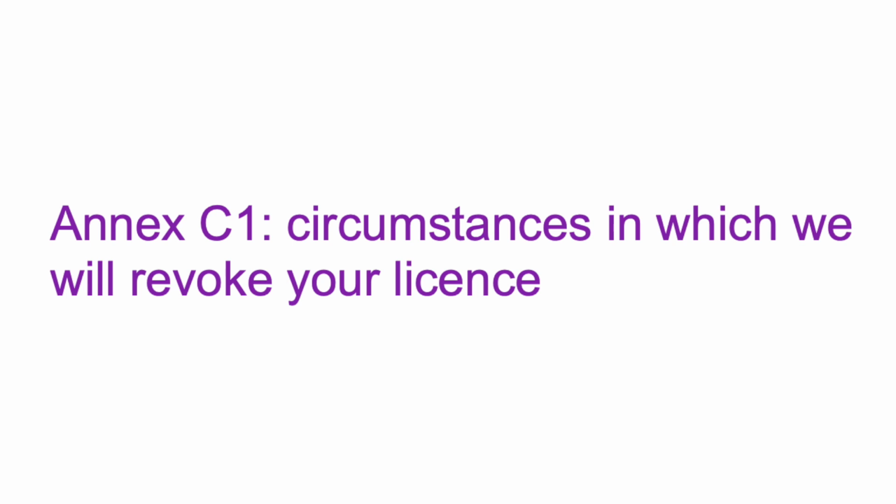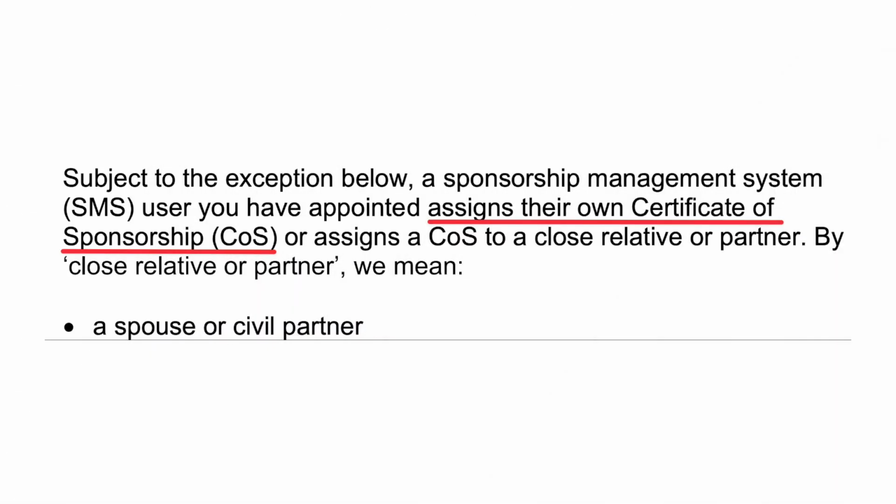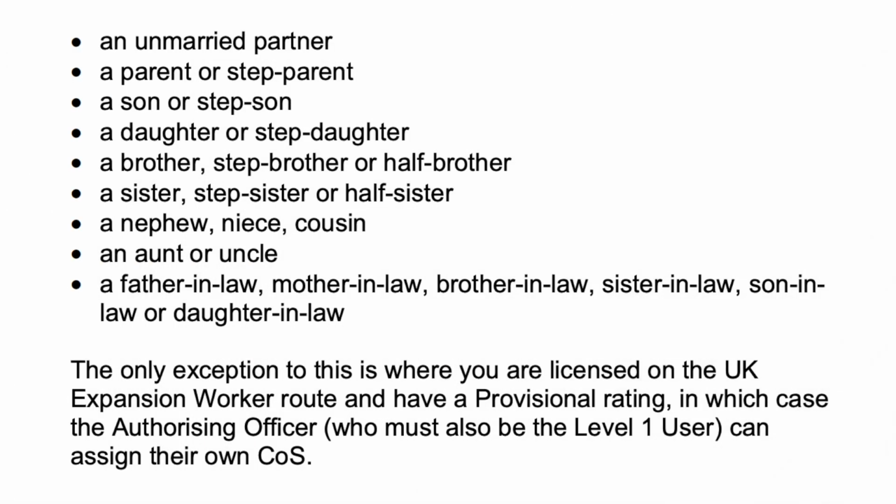And let's say that you then assigned a certificate of sponsorship to yourself. Well, that's prohibited and the sponsor license would just be revoked. So the rules list the circumstances in which the Home Office will revoke the license, and that includes this situation in which you assign a certificate of sponsorship to yourself. Again, I'm coming to this important exception in a minute. The exception, by the way, is under the expansion worker route. And in that case, you can assign a certificate of sponsorship to yourself.